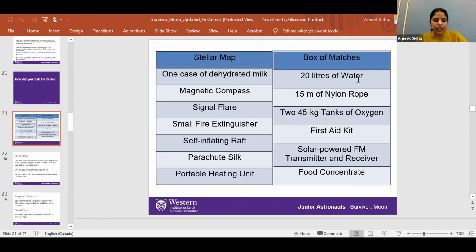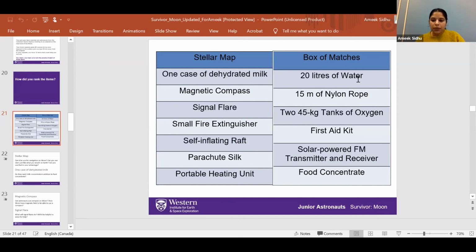Number 6 would be 15 meters of nylon rope. That would be because if somebody gets injured on the way, they can tie that and pull the person up, because again, it's a matter of teamwork, and everyone has to move to that outpost. So if some injury happens, they can use that rope, or if they encounter a crater or something, they can do some measurement on their way as well. So 15 meters of nylon rope would be number 6.